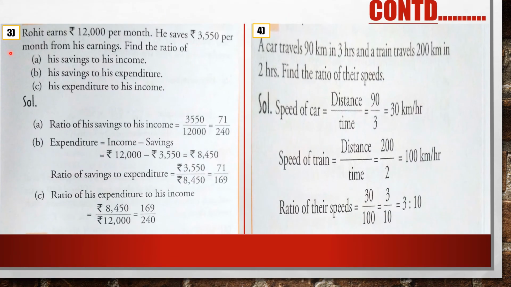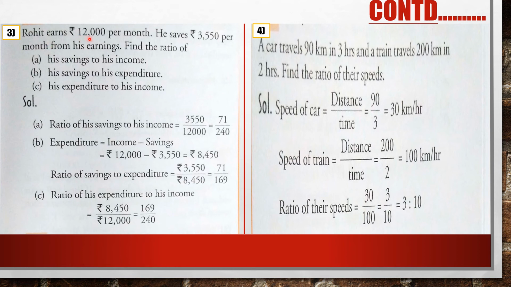Let us solve few more word problems. Example 3. Rohit earns 12,000 rupees per month. He saves 3,550 rupees per month from his earning. Find the ratio of question A, his saving to his income. To solve this word problem, first find the given fact.